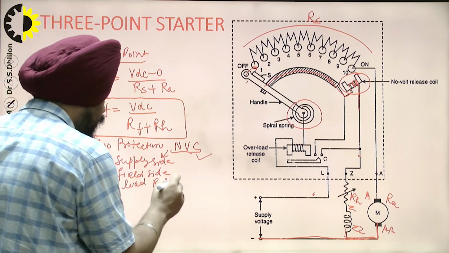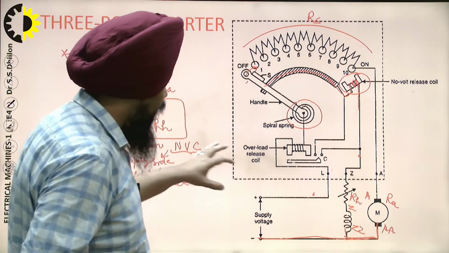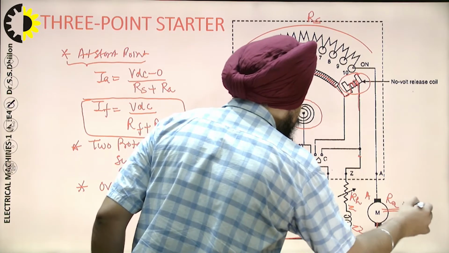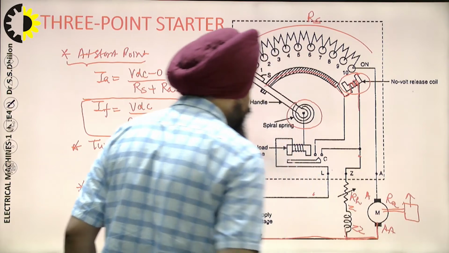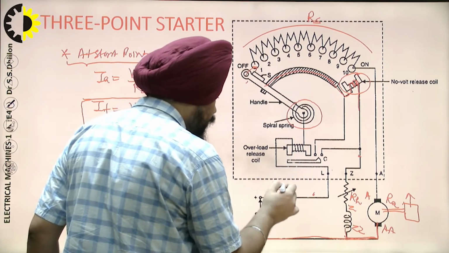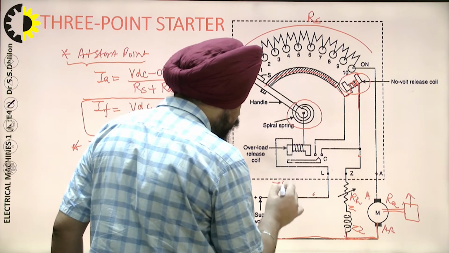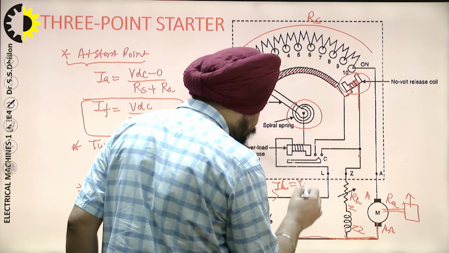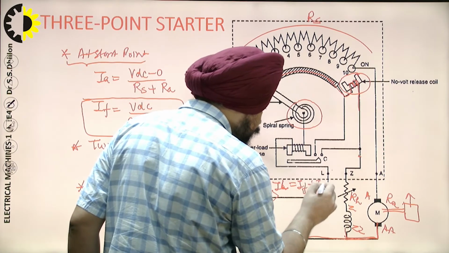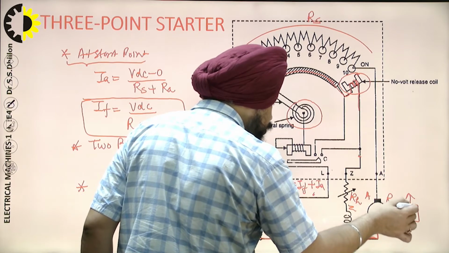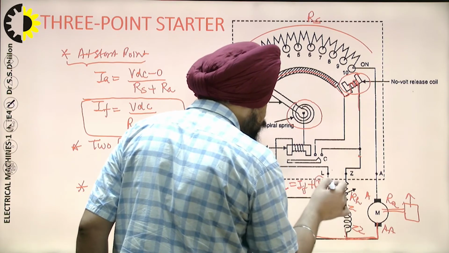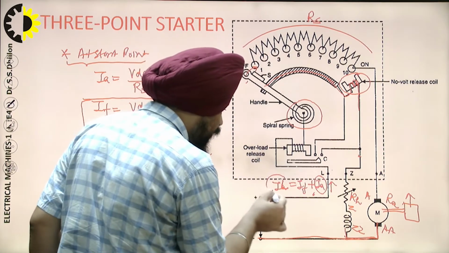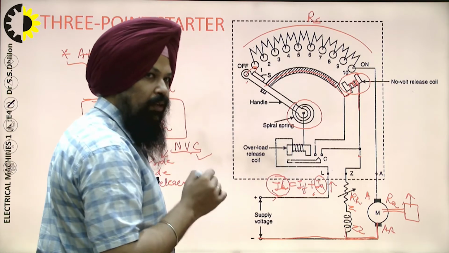In this overload release mechanism, what will happen if there is an increment in the shaft load? The armature current is going to be raised because the load current is going to be increased from the supply. This load current consists of, we know, field current plus armature current. As I put some load on the shaft, overloading the machine, this Ia is going to be increased. The field current remains constant, but in the overall effect, which current is going to be increased? That is the load current.